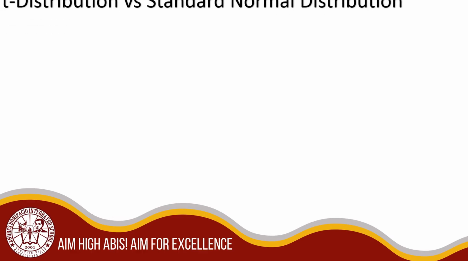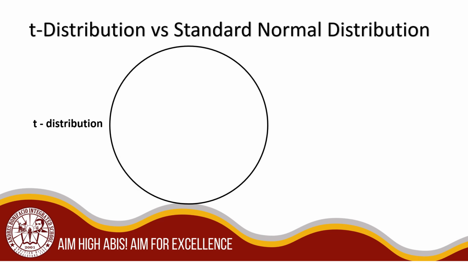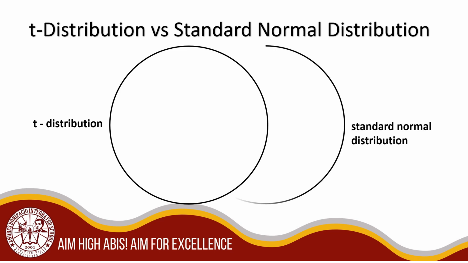Let's have a comparison of t-distribution and the standard normal distribution. So let's have first the t-distribution. Of course, on the right side will be the standard normal distribution. Okay, unahin muna natin yung kanilang similarities, yung pagkakatulad. So sila ay nasa gitna ng Venn diagram. Ibig sabihin, the t-distribution and the standard normal distribution share these characteristics or properties.